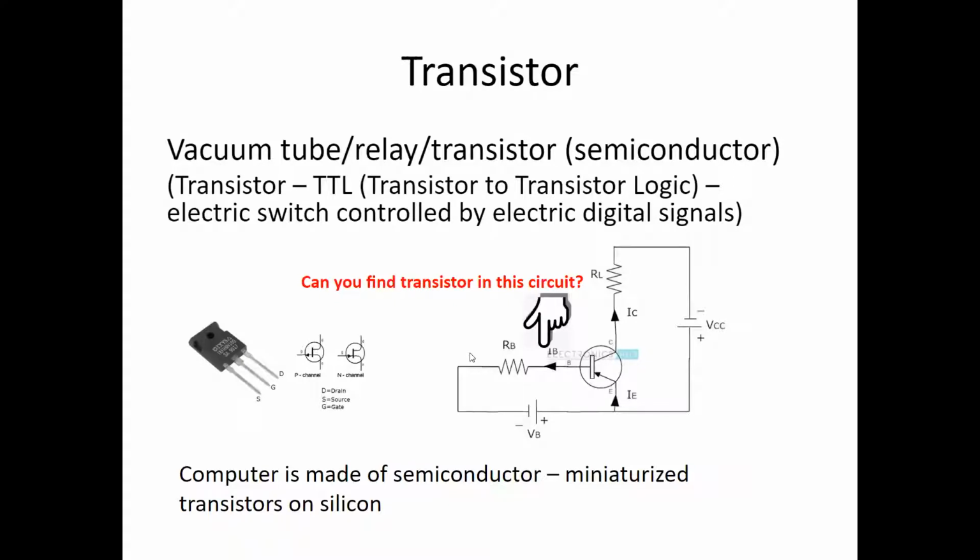Transistor, also known as a semiconductor. It's an electrical switch, and it can be controlled by electrical digital signals. This is where the semiconductor is going to be located. The most common semiconductor we know of is silicon. This silicon can change its conductivity based on the electrical digital signals that it receives.